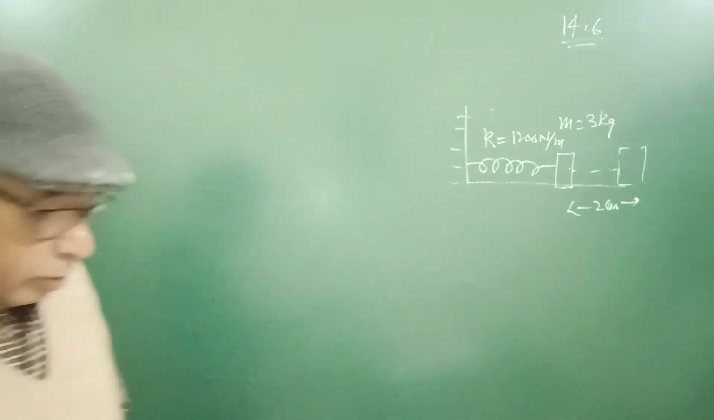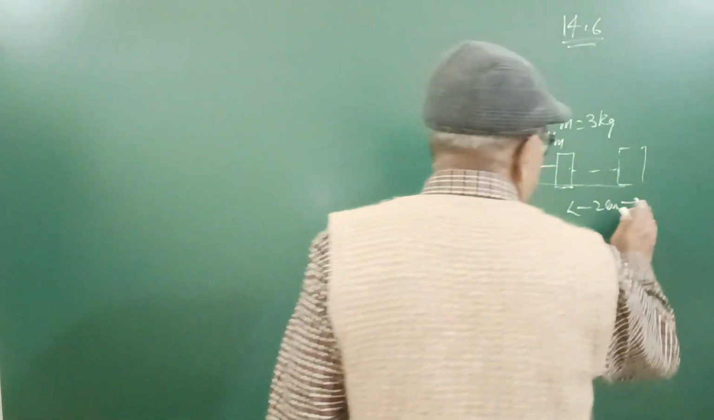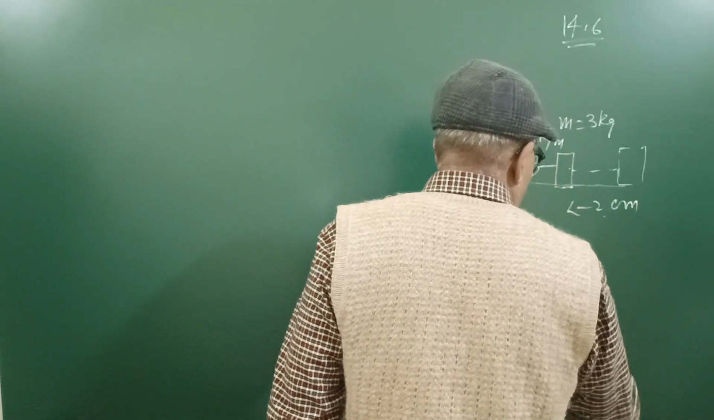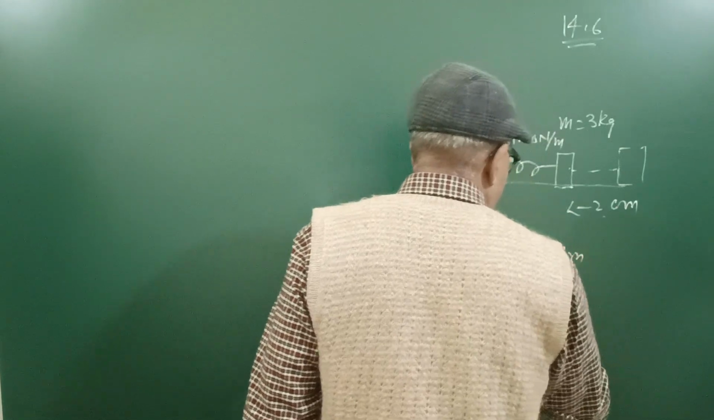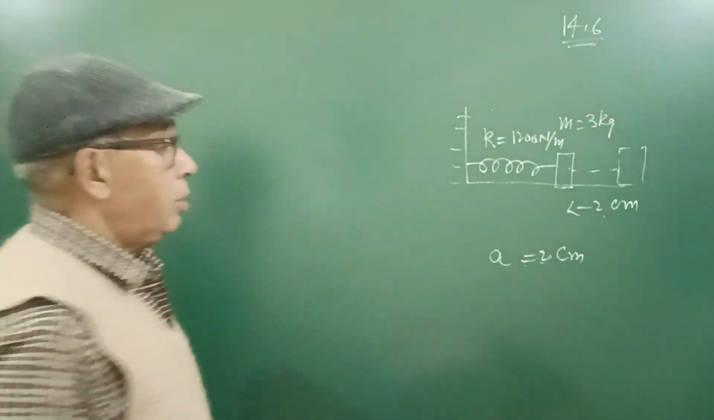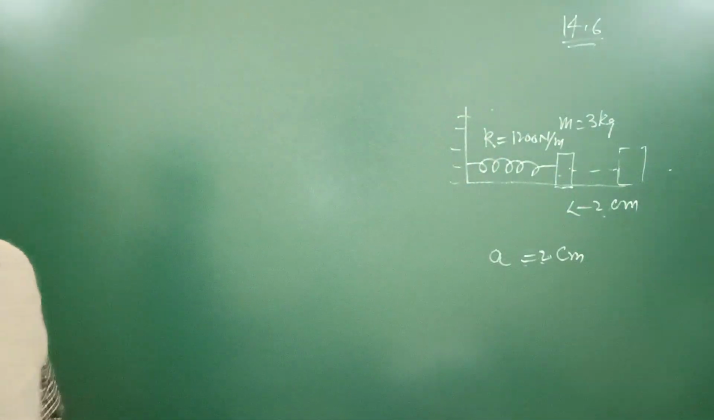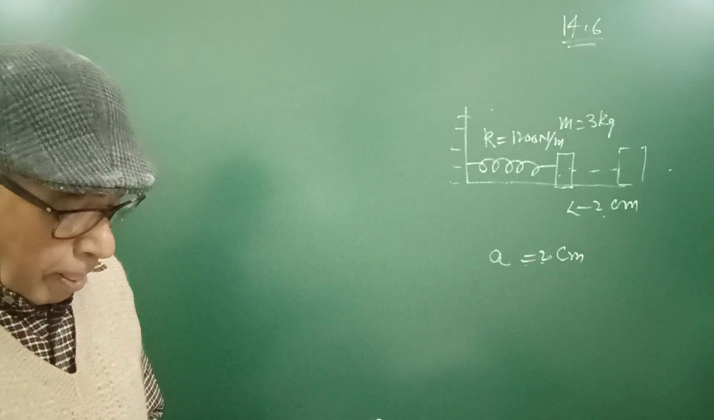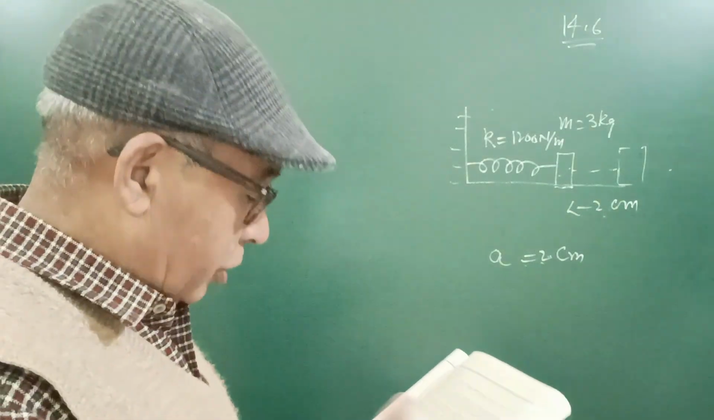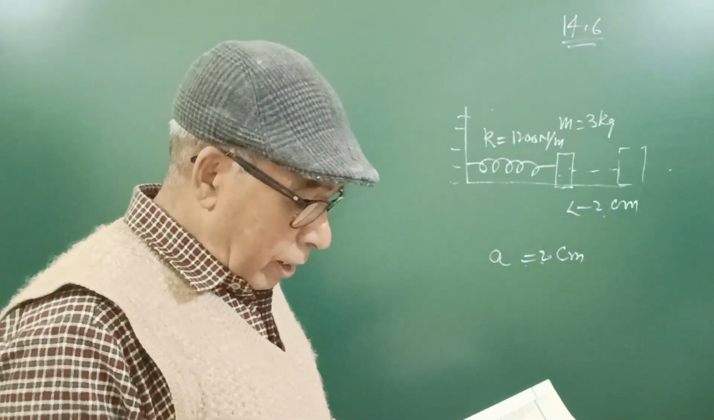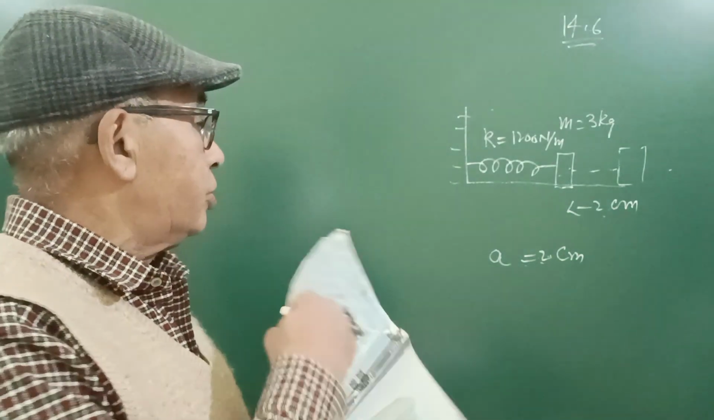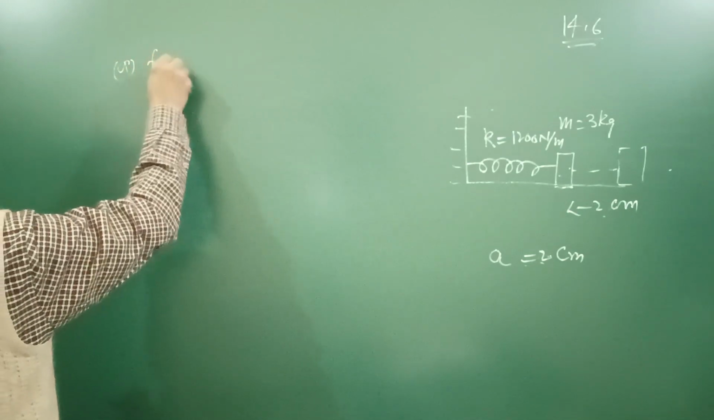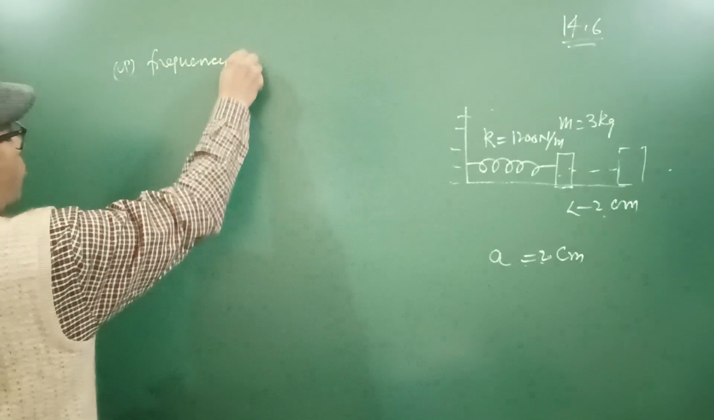So certainly it will oscillate to and fro. This 2 cm will be the amplitude of this motion. It cannot go beyond this distance. So here you are asked to determine the frequency of oscillation, maximum acceleration, maximum speed of mass. Or I add one more, so A: frequency of oscillation.